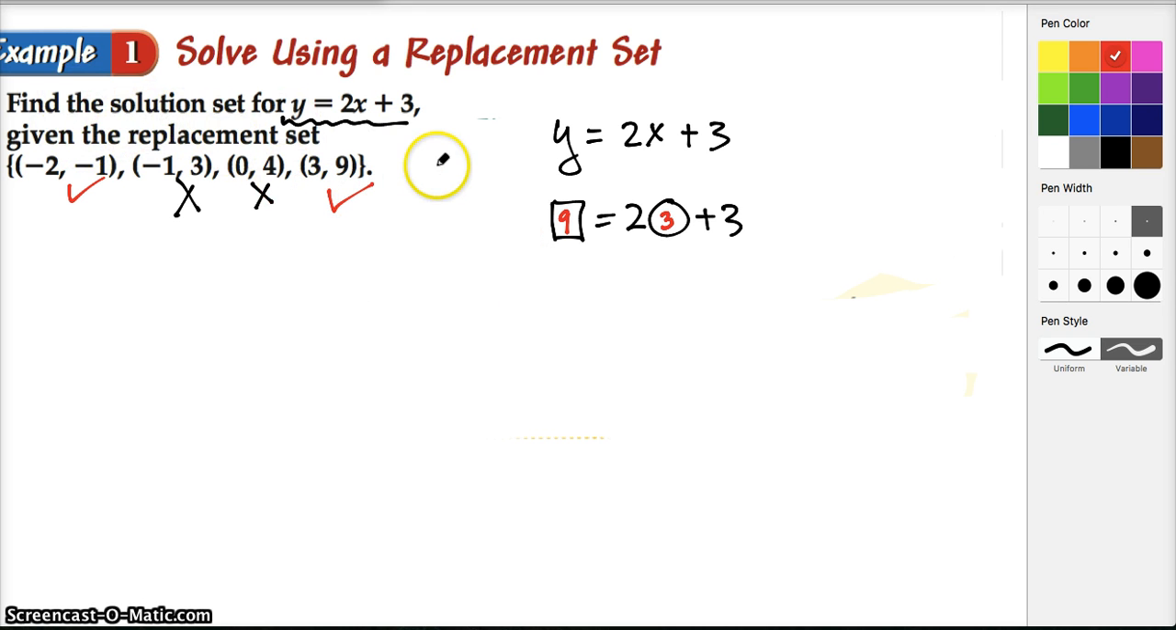So it says find the solution set. Our solution set is going to include only the two values, or the two ordered pairs, that work. So you'd write your little curly brackets and your solution would look like that. And that's your solution set.